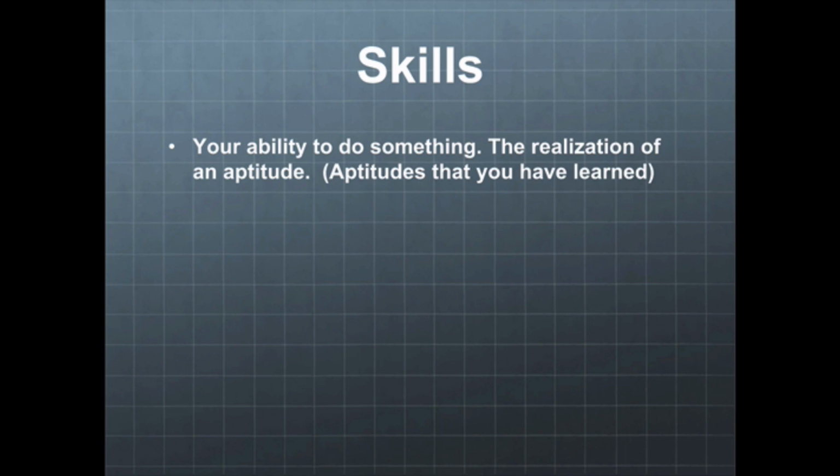Now, as we just wrapped up our 8th aptitude, here's another definition for you. A skill. A skill is your ability to do something. So a lot of times people get a skill and an aptitude mixed up, and this actually ties back to one of our learning targets. The skill is actually once you're able to do it. An aptitude is your potential.